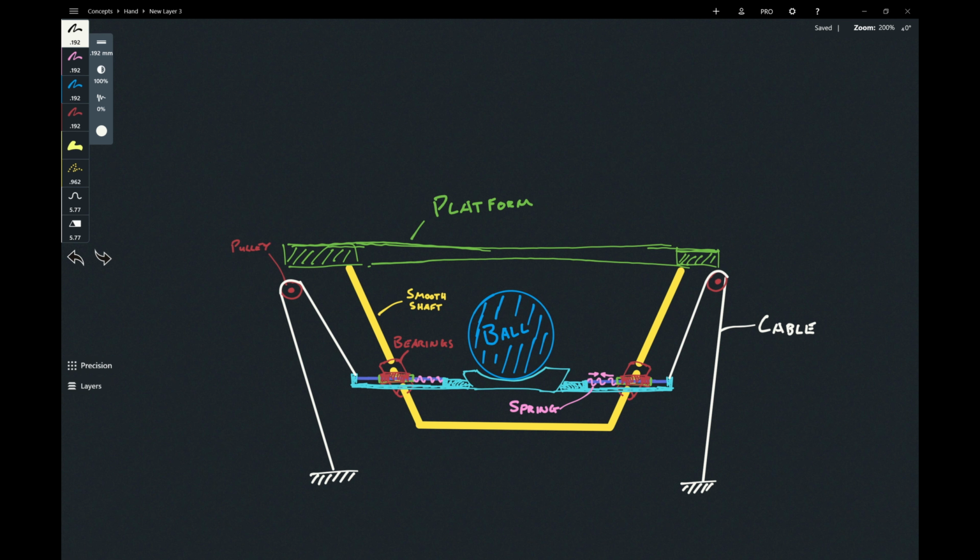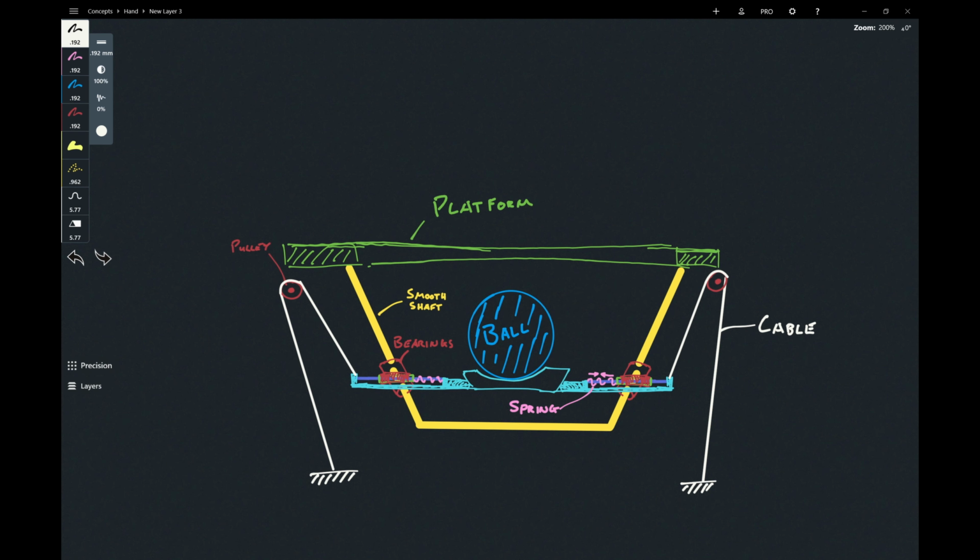Attached to the platform are these yellow smooth shafts, and along those smooth shafts runs this blue carrier, as I've been calling it. That carrier is what actually holds the ball. So the ball rests in the little cup part in here, similarly to how it does in my current design with the orange cup part. And this is ultimately what is throwing the ball.